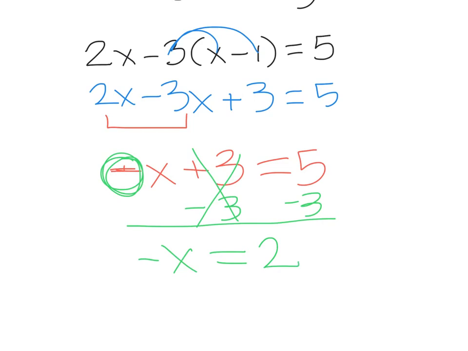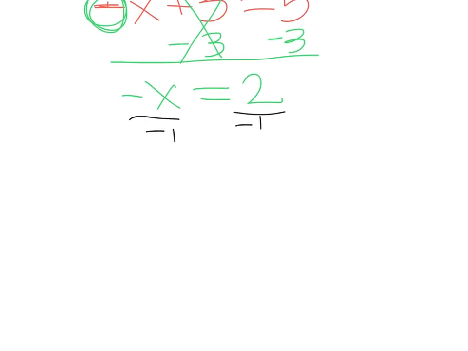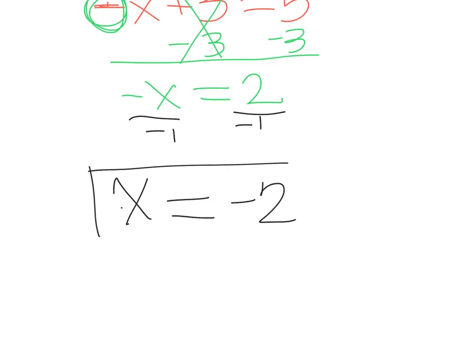Now, the last step that we have here is I have -x equals 2. X is not by itself yet because I've got this negative sign. So I need to get rid of that negative sign by dividing everything by a -1. So now that I've divided everything by -1, I'm going to be left with a +x equals a -2. And this right here then is my final answer.